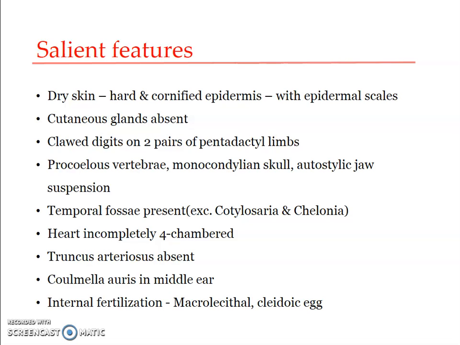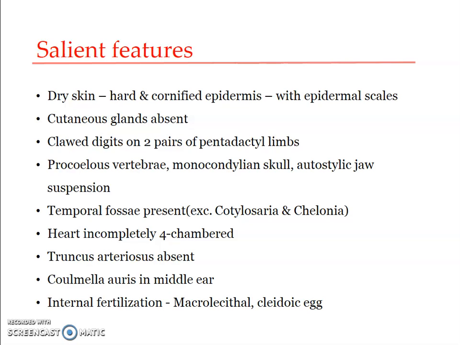Now, they have two pairs of limbs, pentadactyl limbs, and hence they are tetrapodous. Each of the digits ends in a horny claw. However, limbs are absent in snakes and in some lizards, for example, Ophiosaurus. Then the mouth is terminal, and jaws are provided with simple conical teeth. The teeth are replaced by horny beaks in the case of turtles and tortoises. We'll be dealing with it when we discuss tortoises and turtles. A typical cloaca is present.